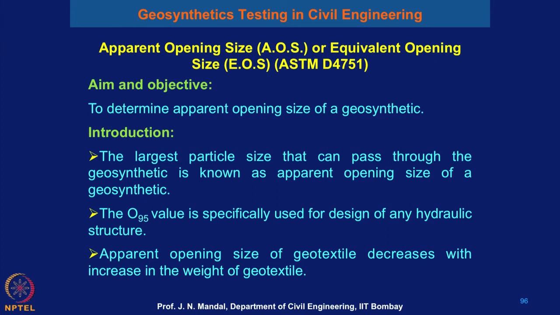The main objective of this test is to determine the apparent opening size of a geosynthetic. The largest particle size that can pass through the geosynthetic is known as the apparent opening size of a geosynthetic. The O95 value is specifically used for the design of any hydraulic structure. The apparent opening size of the geotextile decreases with an increase in the weight of the geotextile material.